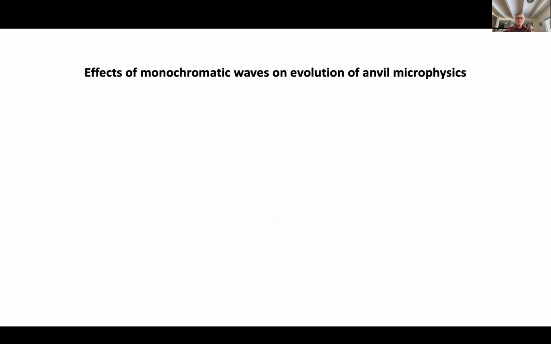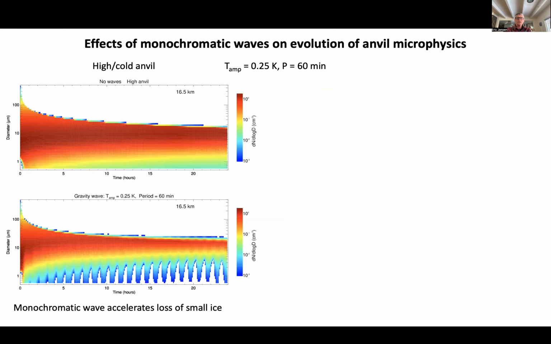Okay, so first focusing on the monochromatic waves, what I've done here is picked a simple case of a temperature amplitude of 1/4 Kelvin and a period of 60 minutes. So this is a relatively high frequency wave. Now, what I'm showing here is for the high Anvil, I'm showing the size distributions sort of turned on their side here. So the x-axis here is time going from 0 to 24 hours, and the y-axis is diameter going from 0.5 micron to about 500 microns.